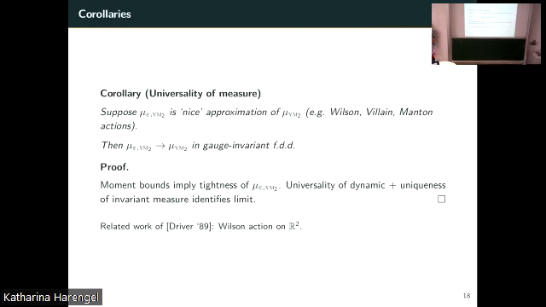There's a related work of Driver where he did a similar thing, but for R^2 with the Wilson action. Now R^2 is somehow actually easier because you don't have any topological things to consider. Well, this argument would actually work for any manifold.